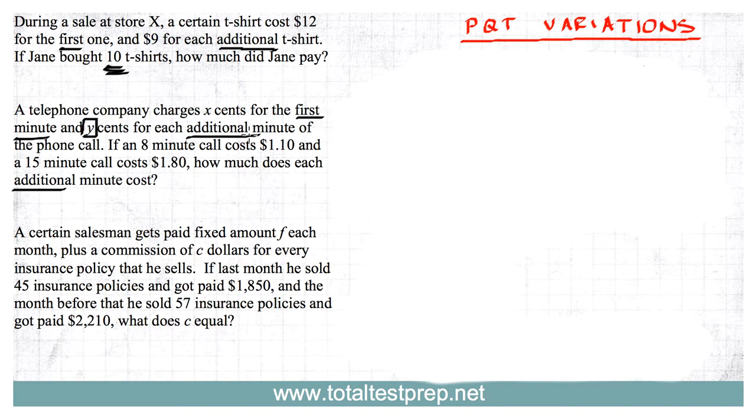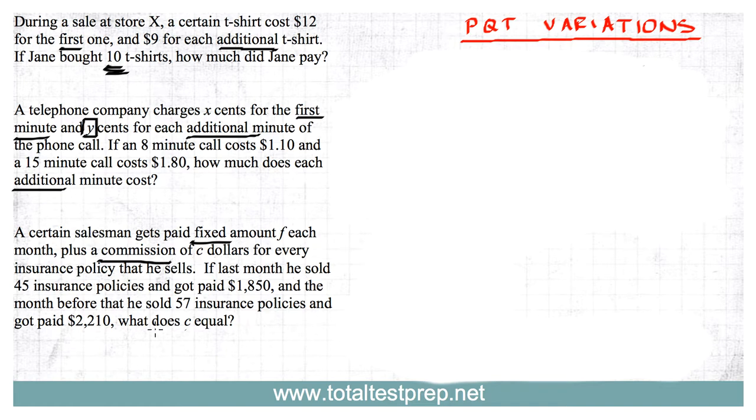So this doesn't have the keywords "additional," but the concept is the same. There is additional and first or initial. The concept is the same. We have an initial or base price. In this case, that would be the fixed amount that this person gets paid. And then you have a unit price on top of that, or an additional unit price. Here it's the commission. So we'll make a table.